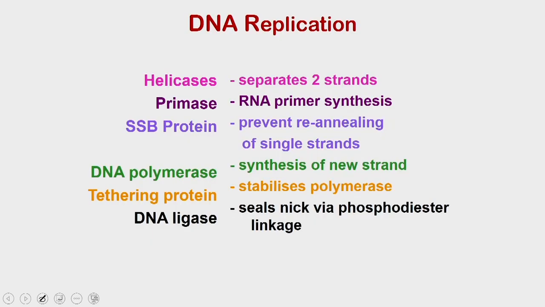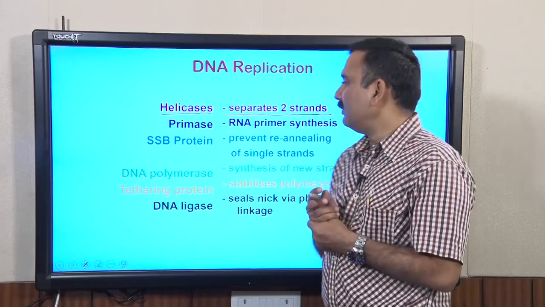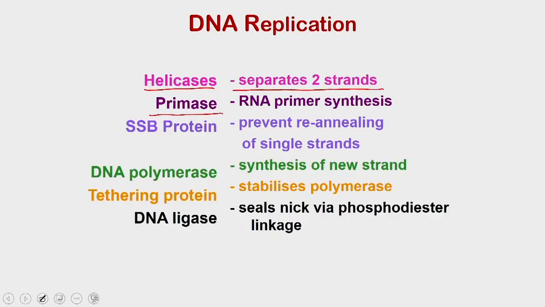These are the proteins. You have the helicases. The helicase's job is to separate the two strands, which means it is going to unwind the DNA. Then you have an enzyme called primase. Primase is an RNA polymerase which utilizes the DNA as a template to synthesize the RNA primers. Then you have the single stranded DNA binding protein, and this protein will go and bind onto the nucleotides on the template strands. Because of that, the template strand is going to remain single stranded.